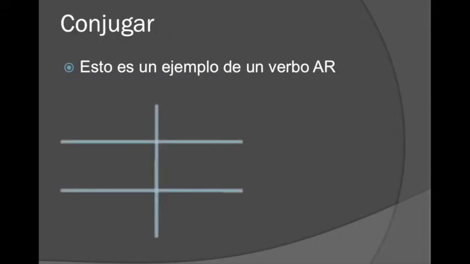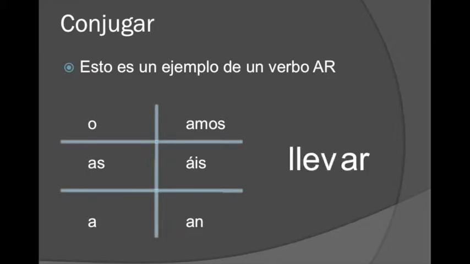An example of an AR verb, for example, is llevar, and to conjugate we know our endings are o, as, a, amos, áis, and an. So for example, yo llevo, tú llevas, I wear, you wear, él, ella, usted lleva, he, she, or you wear, nosotros llevamos, vosotros lleváis, and ellos, ellas, ustedes llevan. Nothing new there.